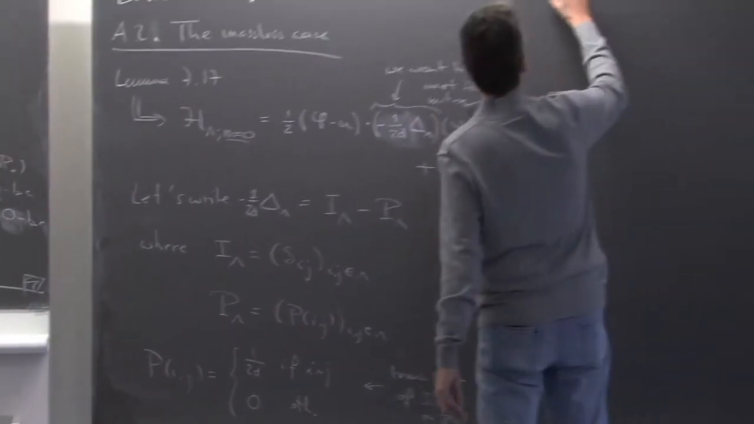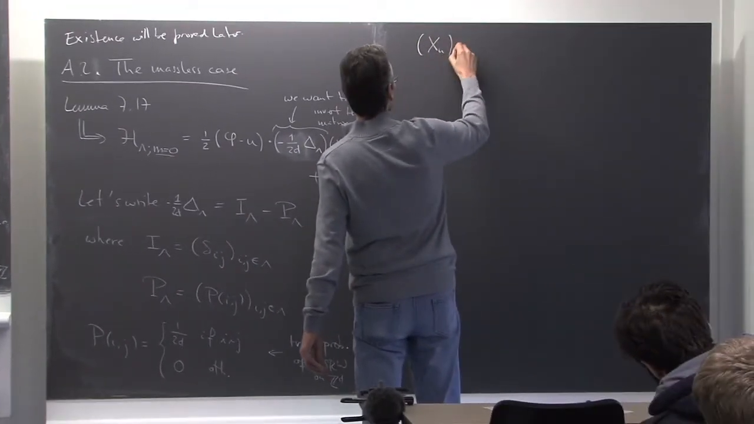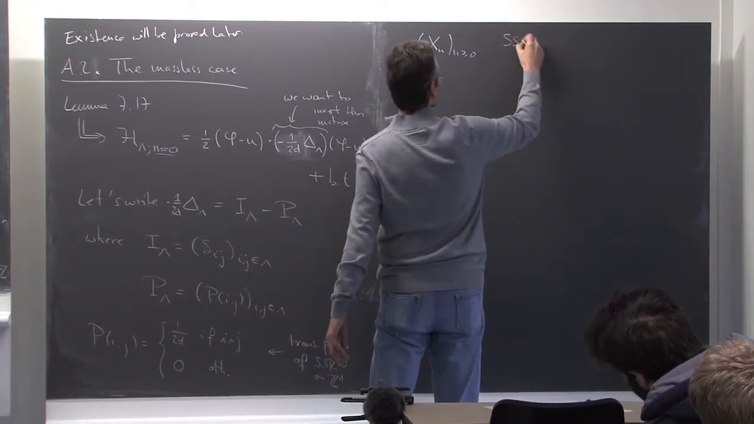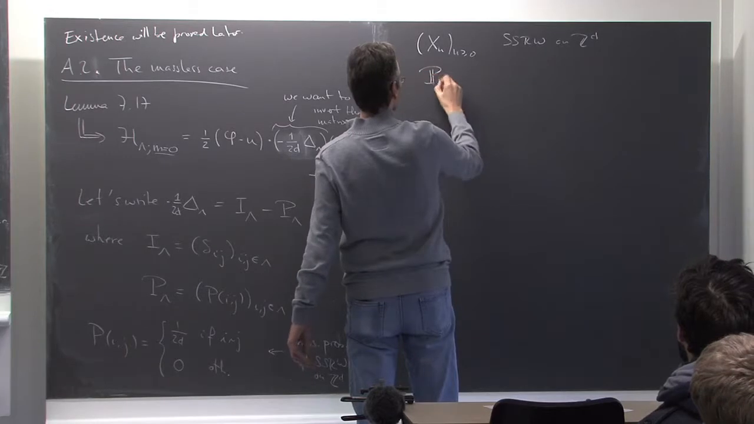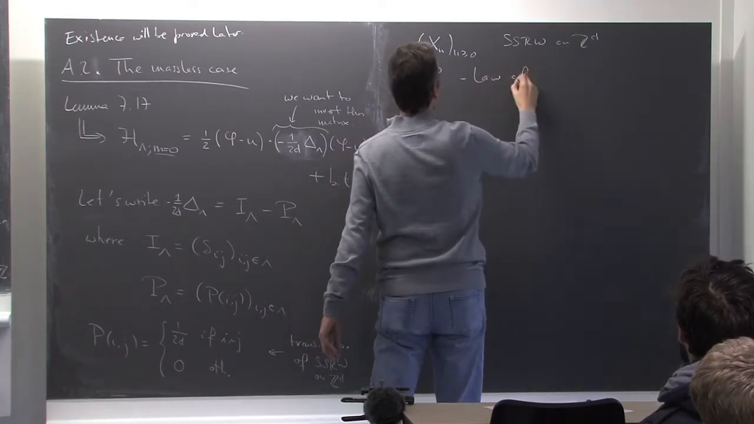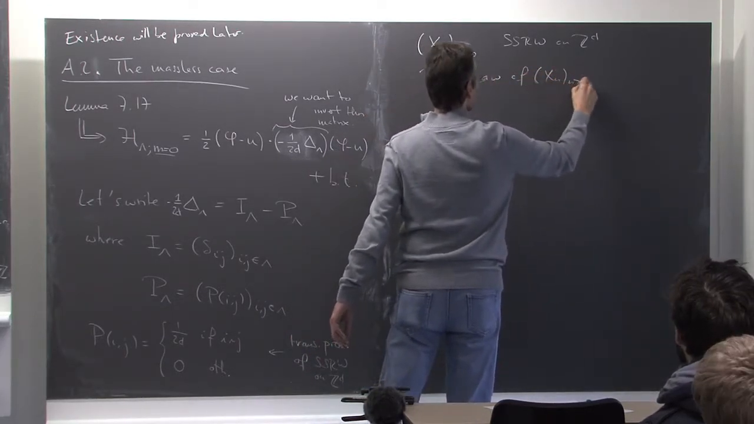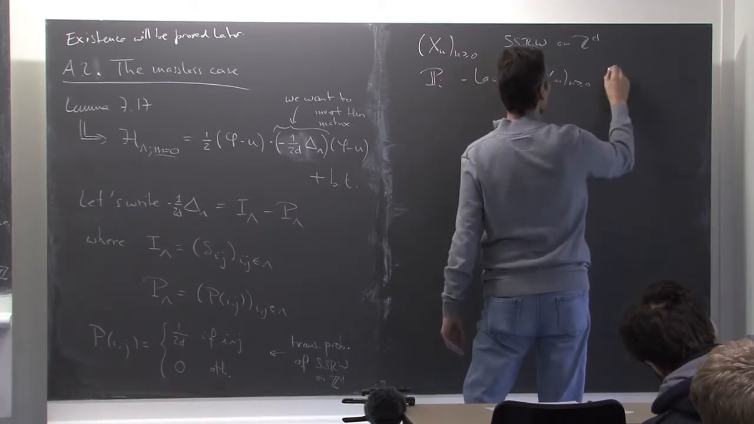Okay, so let's write Xn for the symmetric simple random walk on Z^d. I will denote by Pi the law of Xn started at i.